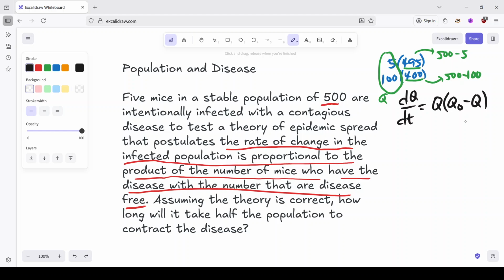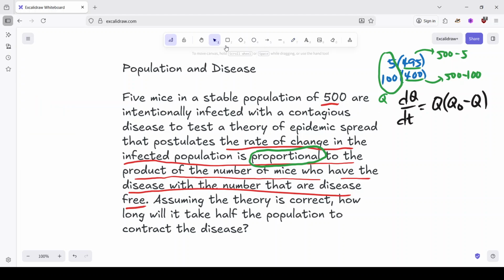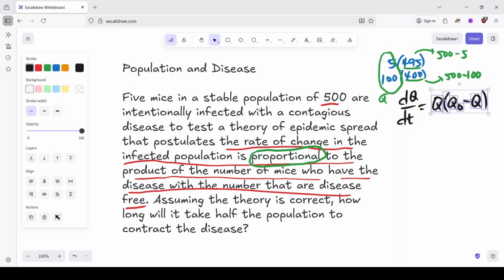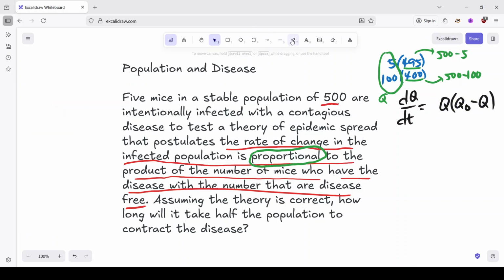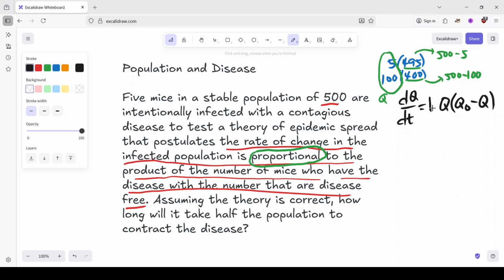So, again, dQ over dt is equals to Q times (Q sub O minus Q). Okay? And then, of course, this is proportional. So, we have to include a proportionality constant. Let's call our proportionality constant K. So, this will be our working equation for this population and disease problem.